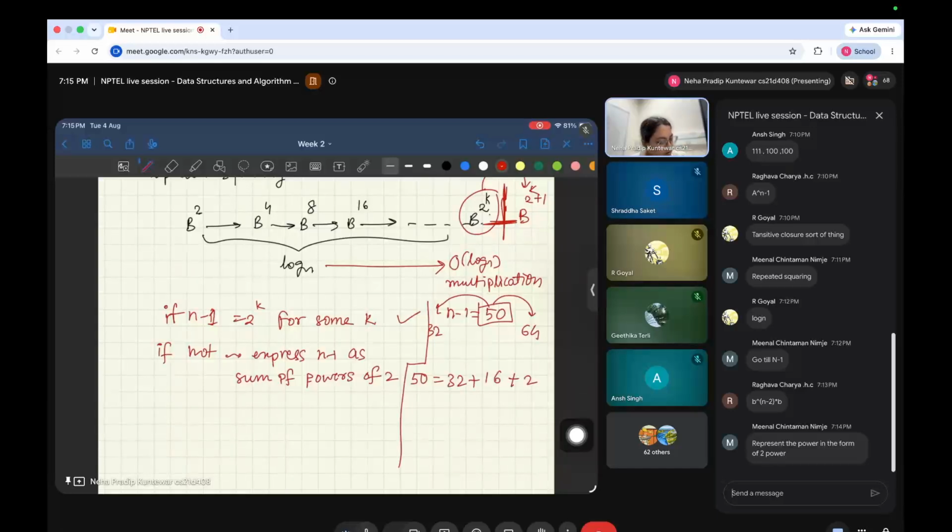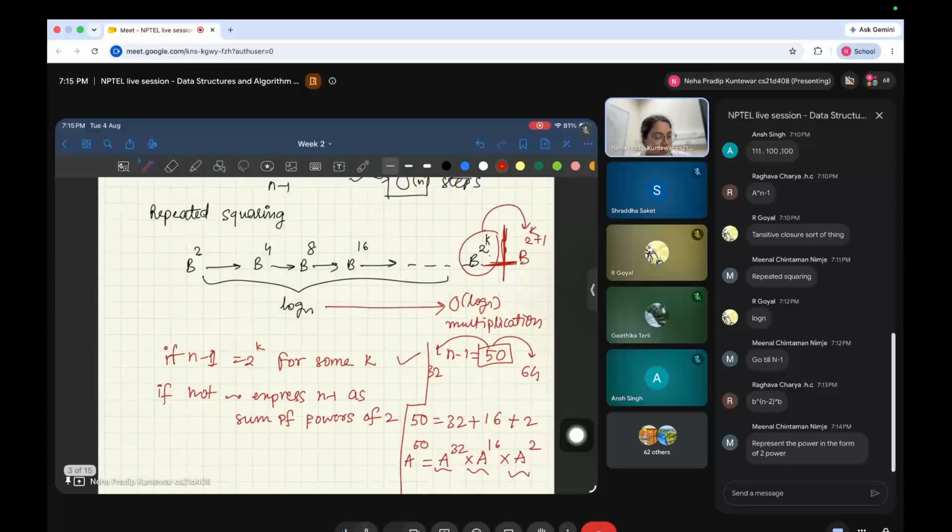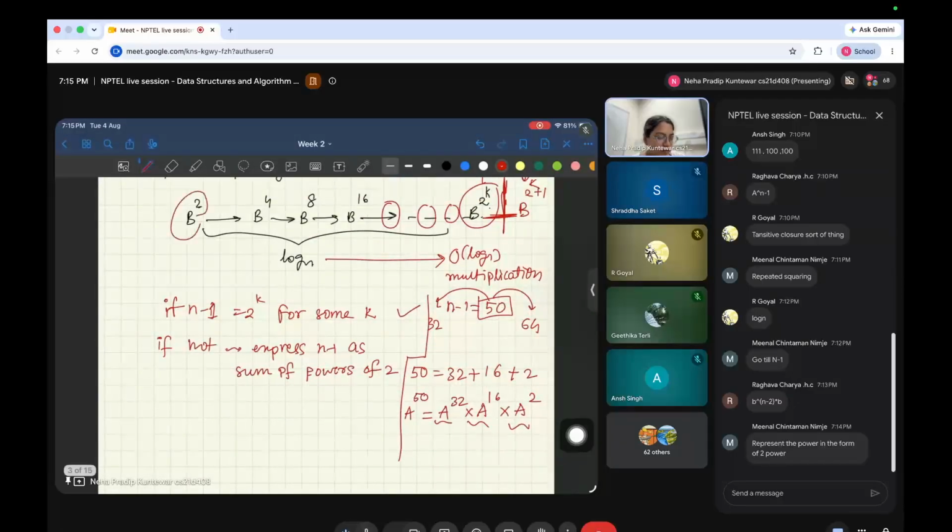So that means if you want to find a to the 50, it is the same as computing a to the 32, multiplied with a to the 16, multiplied with a square. So these values you already know because they will appear here, right? These values are already known to you, and then in this case you are performing 3 additional multiplications. So for a number as large as 50, you are only performing 3 additional multiplications.